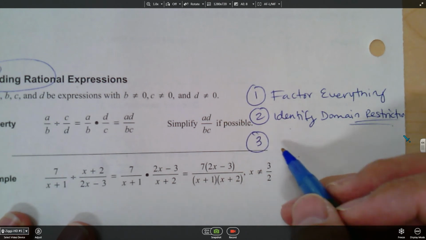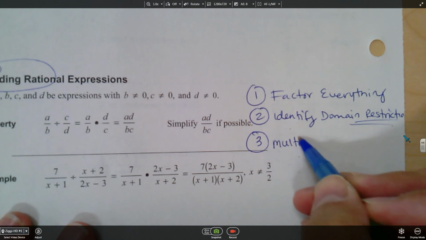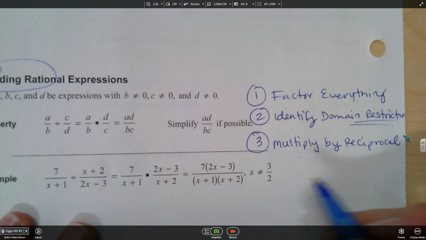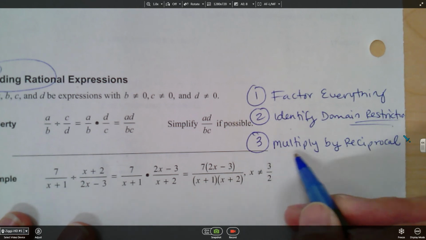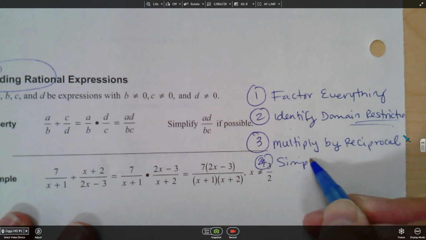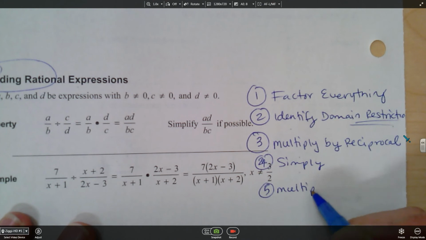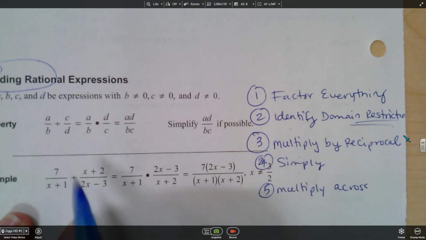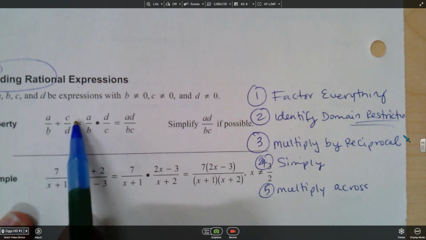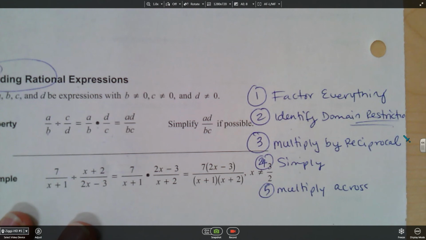And then step 3, you guys are going to multiply by the reciprocal. After you flip your second piece, that's when you start to simplify and then multiply it across. So you guys remember when you were dealing with fractions and you have a over b divided by c over d, you just multiply by the reciprocal and then you multiply across. That's the same idea.